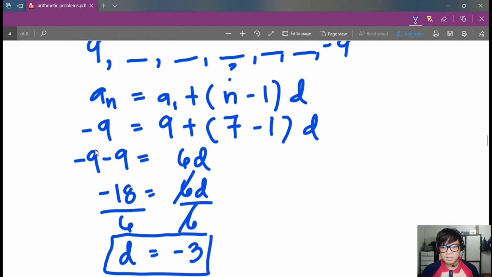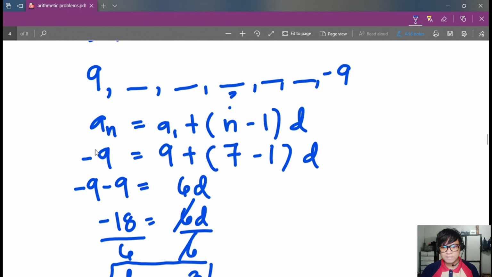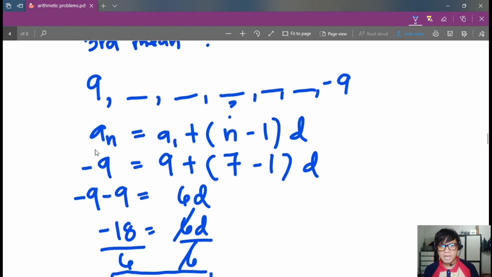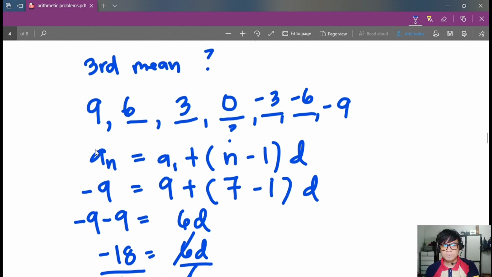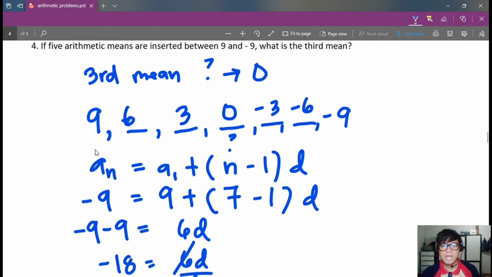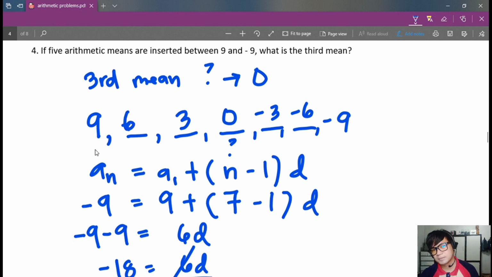So, ito yung common difference natin. So, ang gagawin natin dito, i-add natin successively. So, 9 plus negative 3 or 9 minus 3 is 6. 3. 3 minus 3 is 0. 0 minus 3 is negative 3. And negative 3 minus 3 is negative 6. Negative 6 minus 3 is negative 9. So, our third mean is 0. So, this is 0. So, that's our answer. 0 is the third mean.